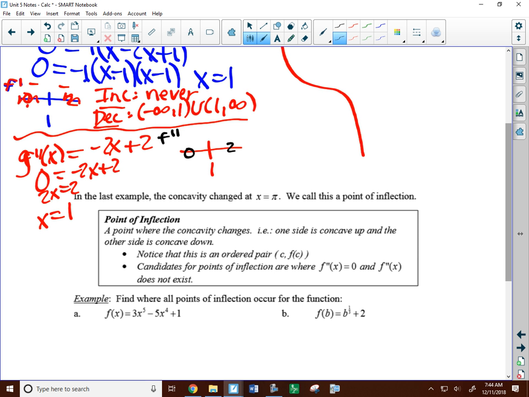So now I'm plugging these into the second derivative. Starting with 0. Plug in 0 here, it'll be 0 plus 2. So that's a positive. I don't need the actual number. When I plug in 2 here, 2 times negative 2 will be negative 4 plus 2, which is negative 2, a negative number.